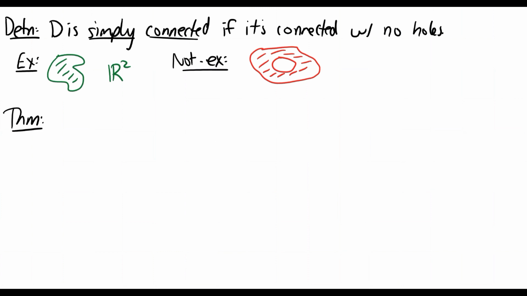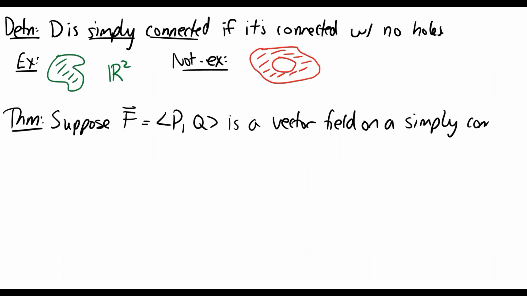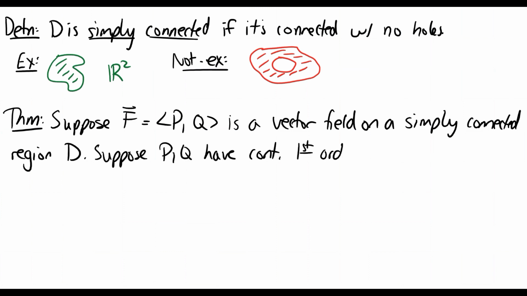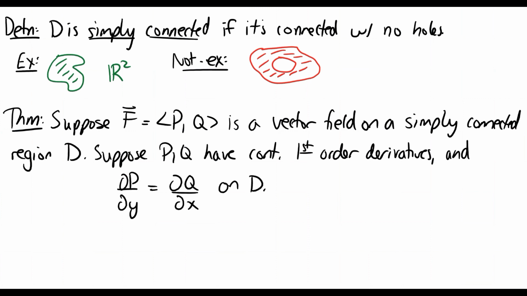With this, we can state a converse to the previous result. Suppose F equals P, Q is a vector field on a simply connected region D. Suppose that P and Q have continuous first-order partials, and the derivative of P with respect to y equals the derivative of Q with respect to x throughout D. Then F is conservative. Let's do an example.